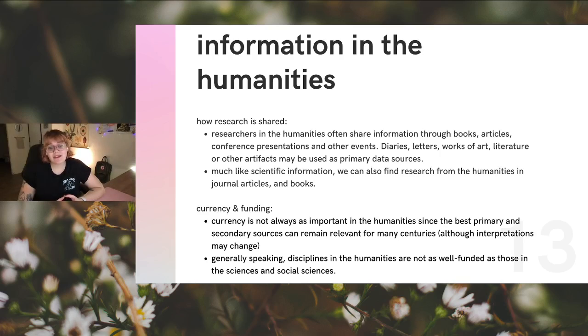Just like scientific information, we can also find research from the humanities in journal articles and books. When it comes to currency, it is not always as important in the humanities, since the best primary and secondary sources can often remain relevant for many centuries, although interpretations may change, and do change. Generally speaking, disciplines in the humanities are not as well funded as those in the sciences and social sciences.